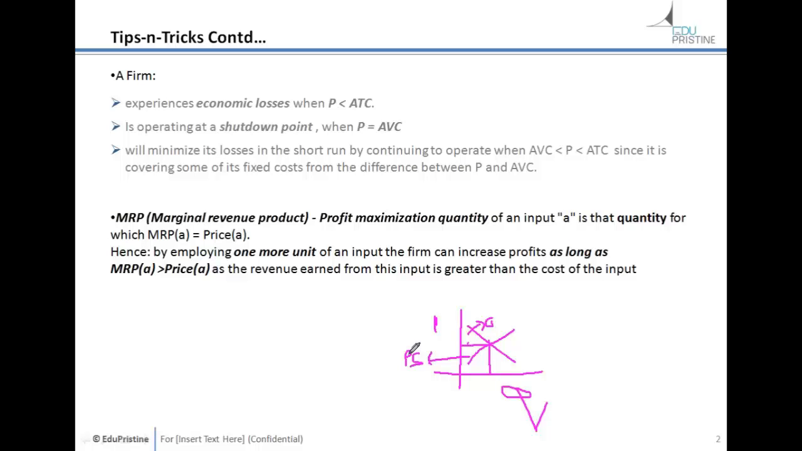Based on the explicit cost and the implicit cost, you have two different kinds of profits. The first is accounting profit and the second is economic profit. Accounting profit is what you directly see on the profit and loss statement, whereas economic profit is the accounting profit less the opportunity cost of the equity owners. So obviously economic profit will always be less than the accounting profit.